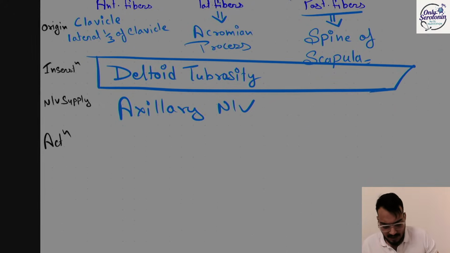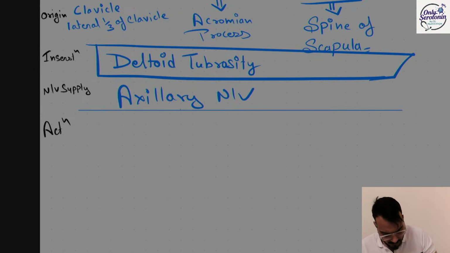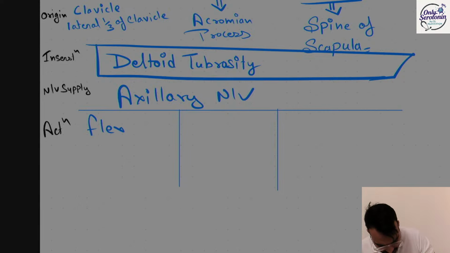Now the actions, guys. Actions are again different for everyone. For the anterior fibers, it's different. For the lateral fibers, it's different. And for the posterior fibers, it's different. For anterior fibers, the actions are flexion and medial rotation.